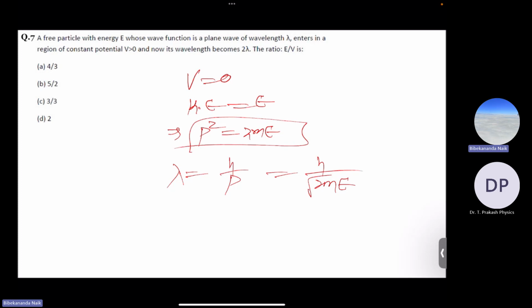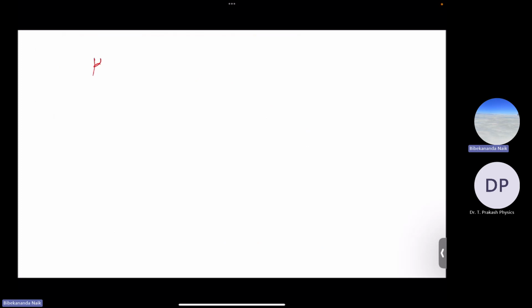But when it enters the region of a potential V, then what will change? Here it is 2mE, but here it will be changed to E minus V, because this term will again come into picture. So P prime will be root over 2m(E minus V), isn't it?